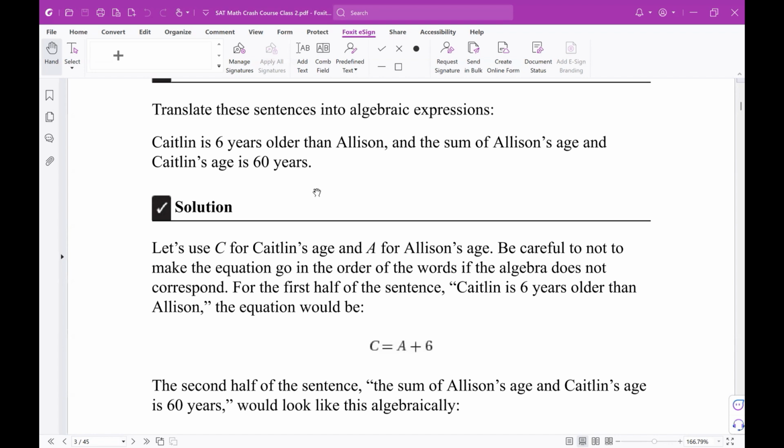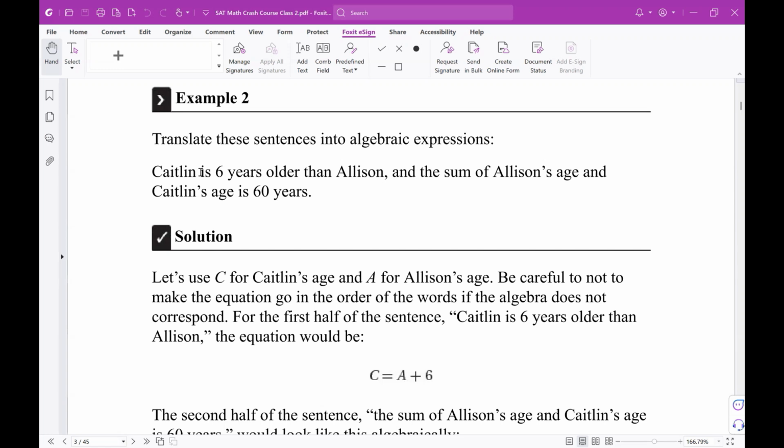So you can just subtract their ages, because Caitlin is 6 years older than Allison. If you subtract Allison's age from Caitlin's age, the answer would be 6. And the sum of Allison's age and Caitlin's age is 60 years. So it means that C plus A equals 60.